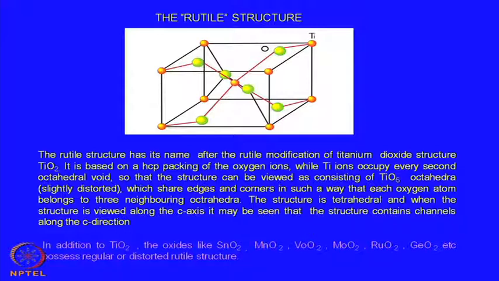So, SnO2, just like TiO2, has a rutile structure. MnO2, VO2, molybdenum dioxide, ruthenium oxide, germanium dioxide, all of them have this particular structure. Their lattice parameters may be different, of course. The exact distances between the cation and the anion, or two cations, may be different, but the basic symmetry remains the same. So, that is how one can always describe the structure of an oxide or other compounds as well.